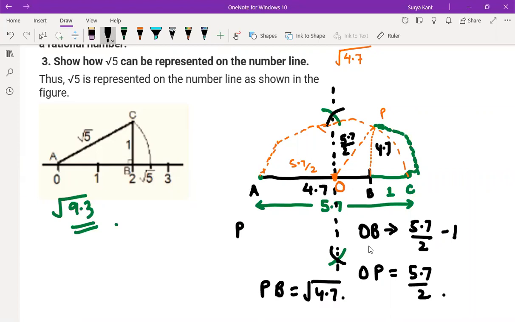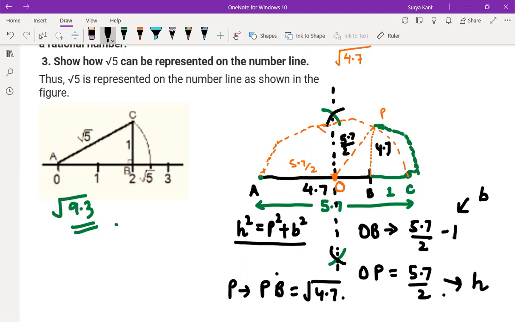This is your homework, to find by the Pythagoras theorem: H square is equal to P square plus B square. All of you have to find PB, which is the perpendicular. OB is your base, and this is your hypotenuse. So you have to solve and let me know. This is your root of 4.7. Understood, children, or not? If you solve by the Pythagoras theorem, we'll get that.